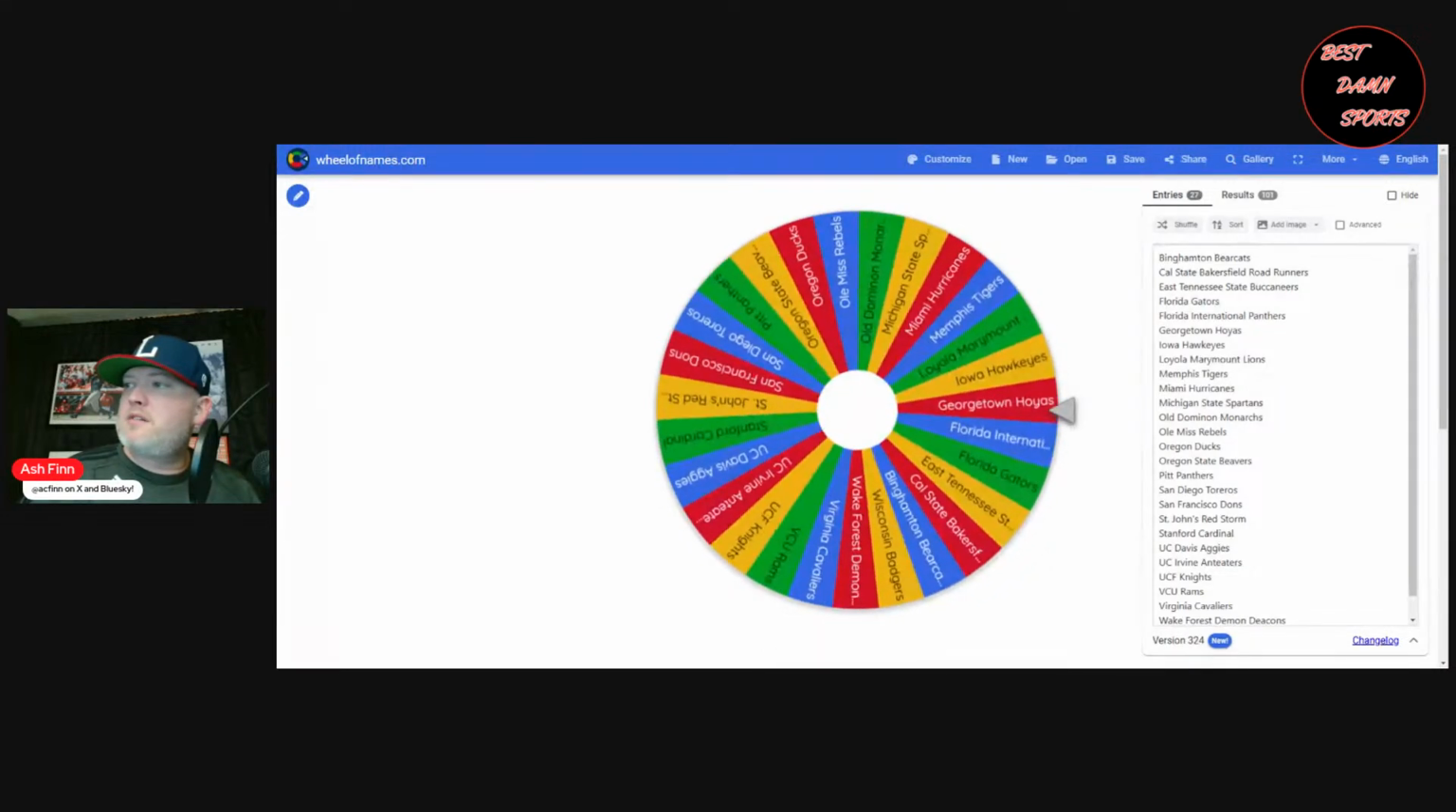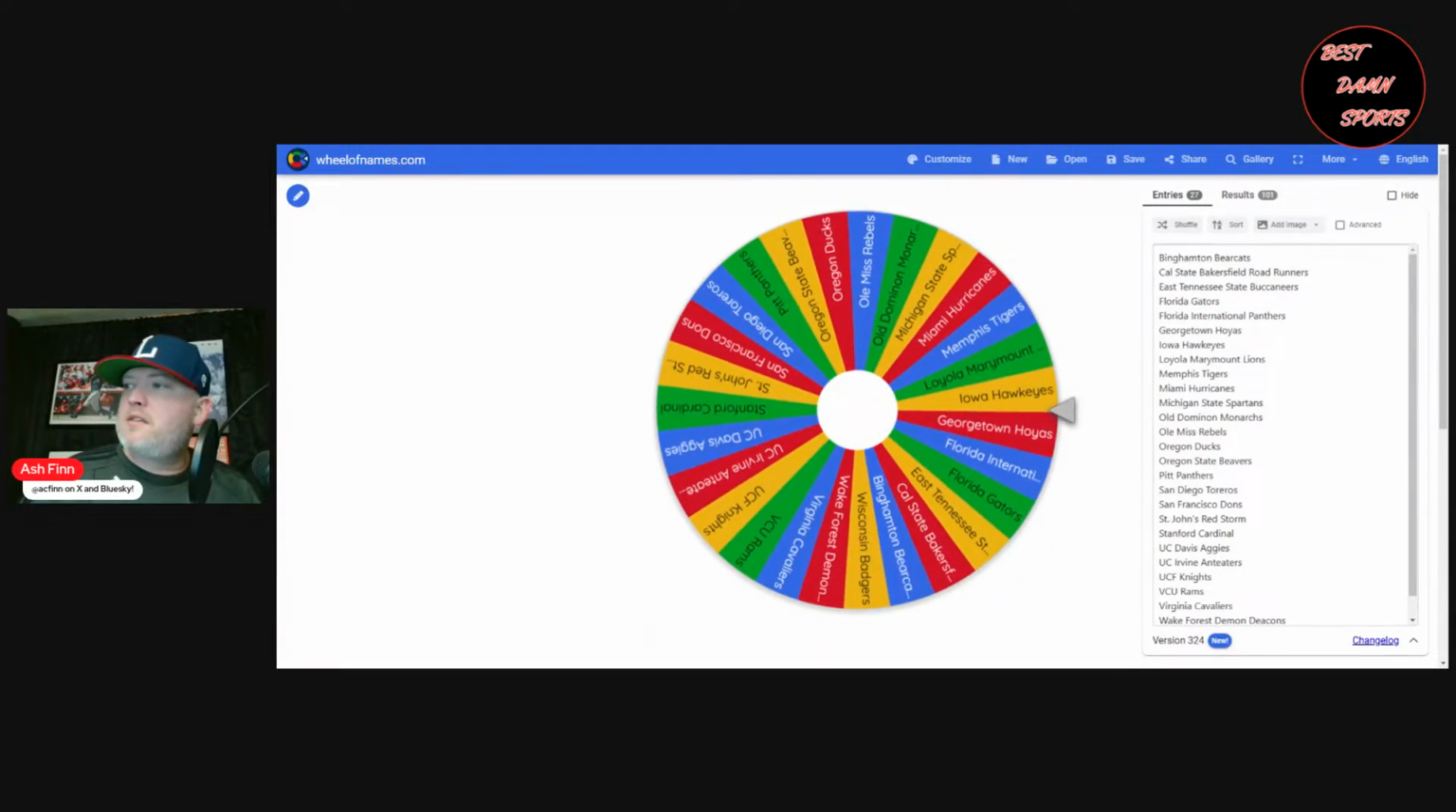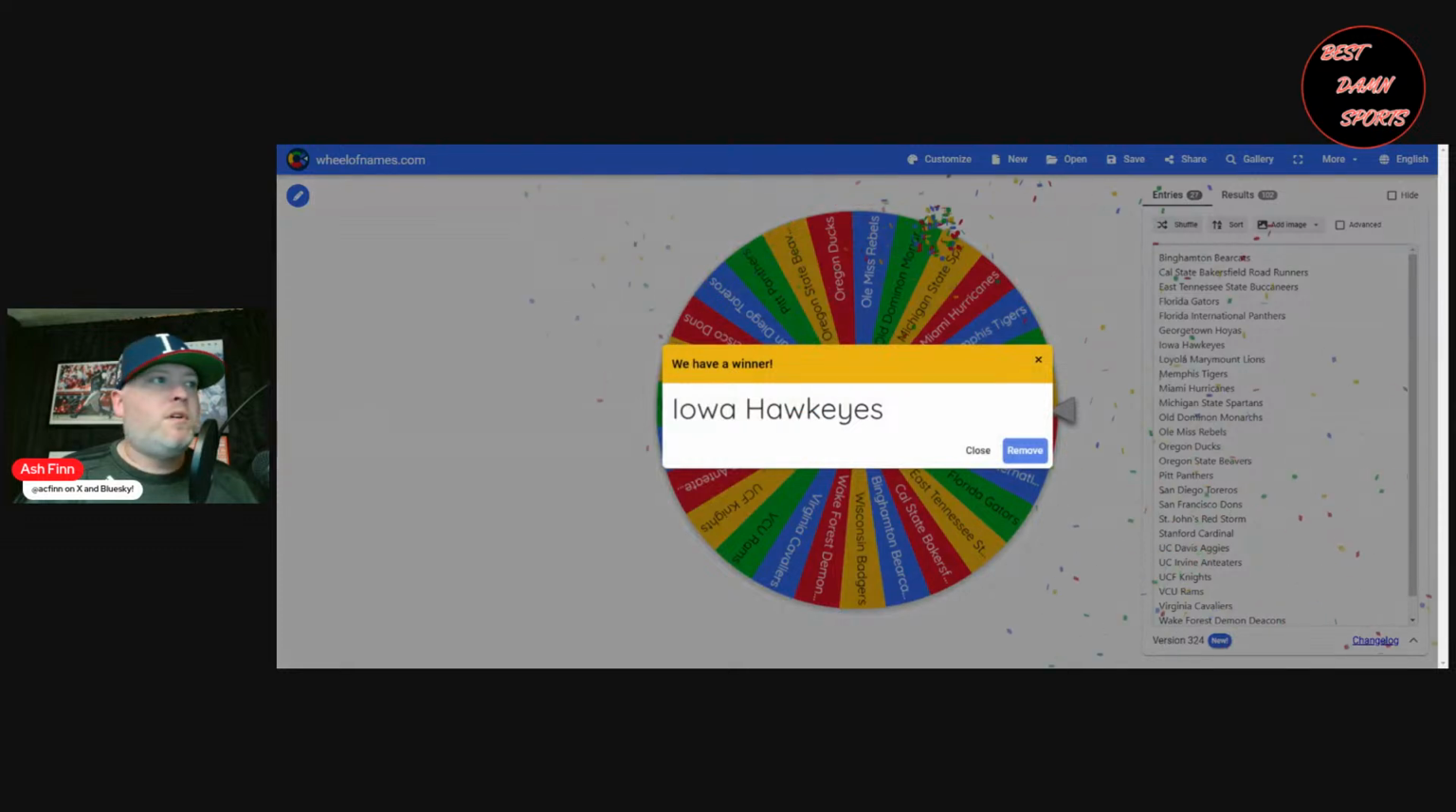Around and around. Looks like maybe Iowa. Let's see. Yep, Iowa. Iowa Hawkeyes will be drafting number 3. So the Big 10 is pretty close to knowing who's going to be picking first as well.